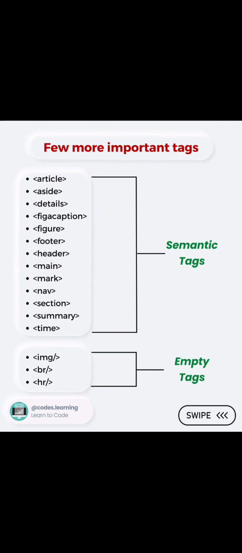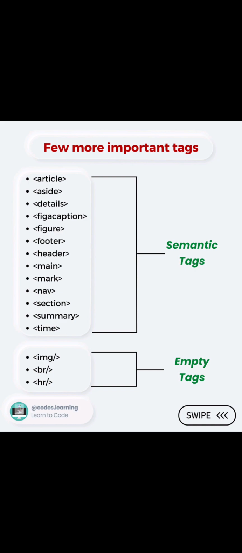A few more tags are there, like semantic tags. Semantic tags are called like article, aside, details, main, header, footer. These are called semantic tags. Nav bar, and section, summary, time. These are the semantic tags. And empty tags are there: img, br tag, and hr tag.